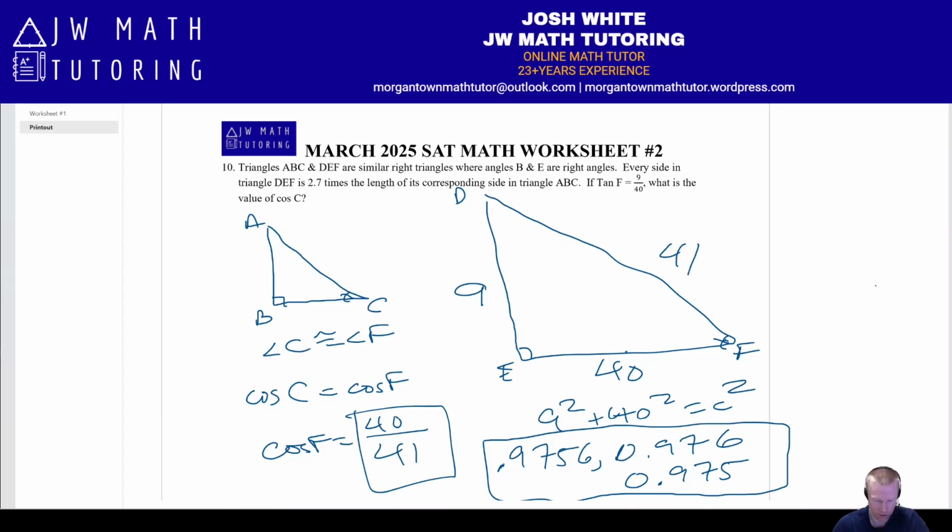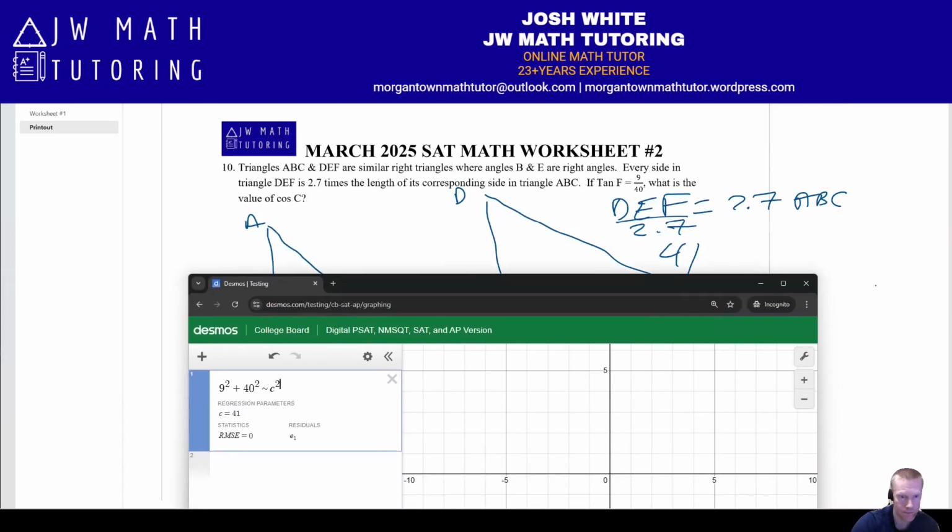Now, an alternate approach to this, which is a little bit more work and takes a little bit longer, is you could figure out the actual side lengths for ABC. So let's say you used the Pythagorean theorem and you found this is 41, and then you notice every side in DEF equals 2.7 times ABC. So that means each side in ABC is smaller, and specifically the way you get it is you divide the 9, the 40, the 41 all by 2.7. So you could just go into Desmos and say, okay, 41 divided by 2.7. Well, it's whatever.